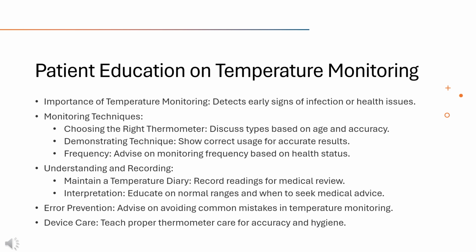Discuss how activities like exercise, bathing, or eating can skew temperature readings. Advise them to take their temperature when they are calm and rested. Recommend waiting at least 30 minutes after eating, drinking, or physical activity before taking a temperature to ensure accuracy. Teach them how to maintain their thermometer, including proper cleaning and storage methods to keep it accurate and hygienic.